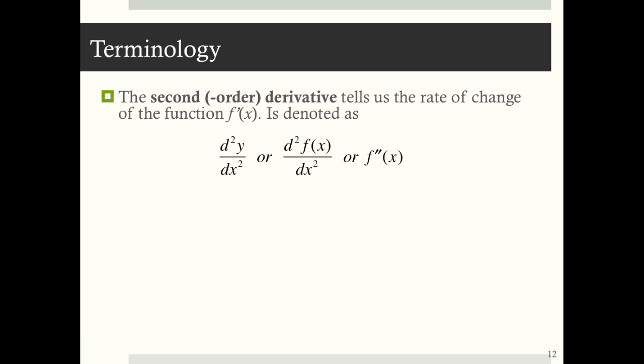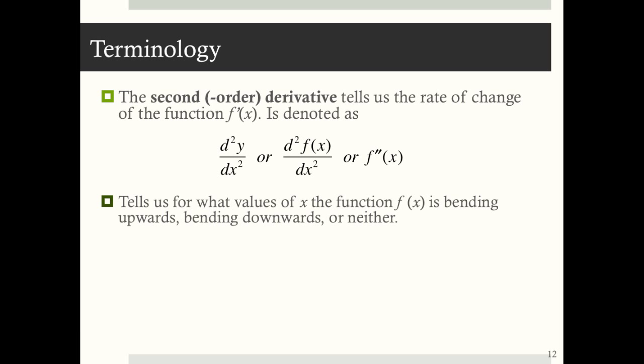Keep in mind, these 2's don't mean squares. It's not saying d squared y over dx squared. We see notation like this in terms of calculus. All this means is that you're taking the second derivative of the function f of x with respect to x twice.